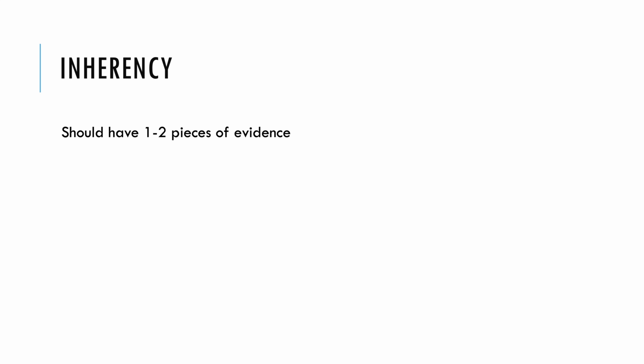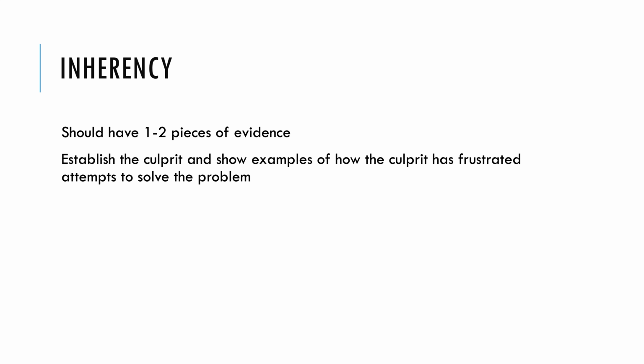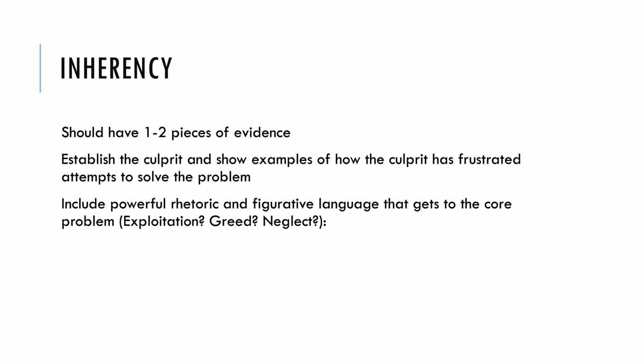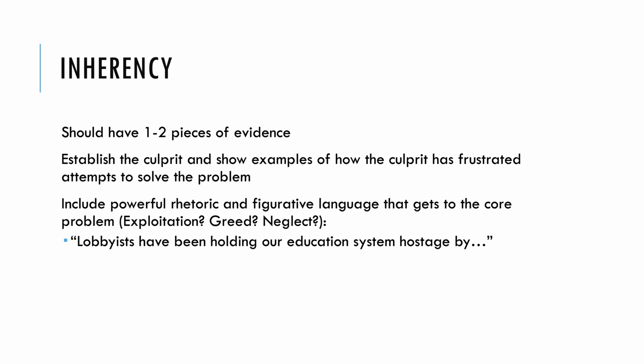Inherency is shorter, typically 1 or 2 pieces of evidence. What you want to do is establish the culprit and show examples of how the culprit has frustrated previous attempts to solve the problem. And you want to include powerful rhetoric and figurative language here that gets to the core of the problem. Again, I think the examples I gave when talking about the intro really apply here. If it's exploitation, if it's greed, if it's neglect, really get at that core idea and bring in that powerful rhetoric, because this is often where the greatest injustice is happening, that there is some self-interested culprit standing behind these decisions, or there's some foolish attitude that's been perpetuating a certain set of policies. That can be quite powerful.